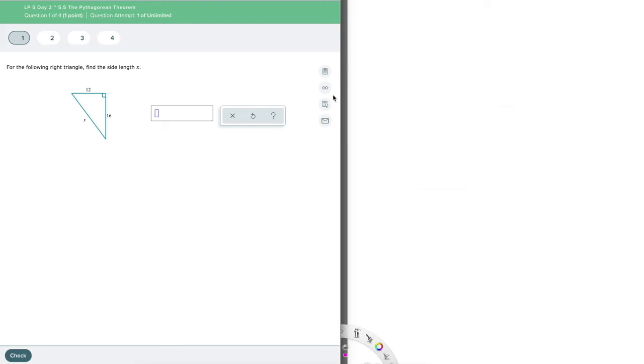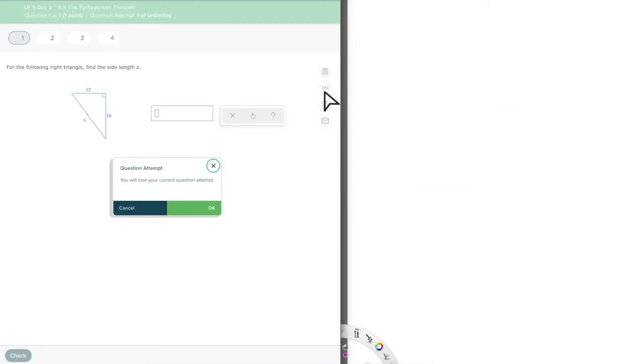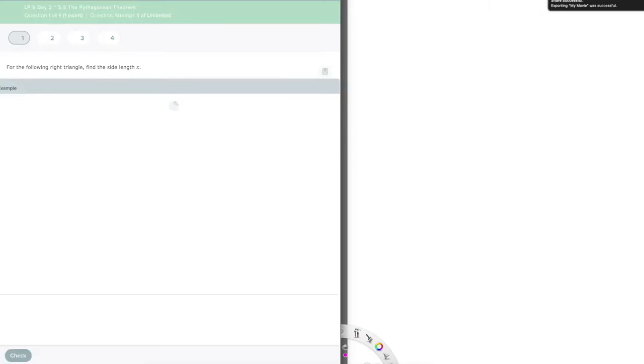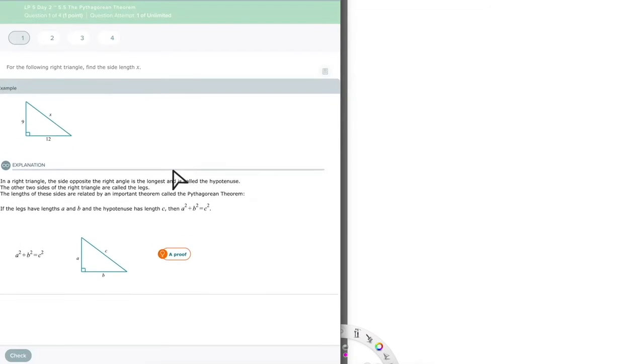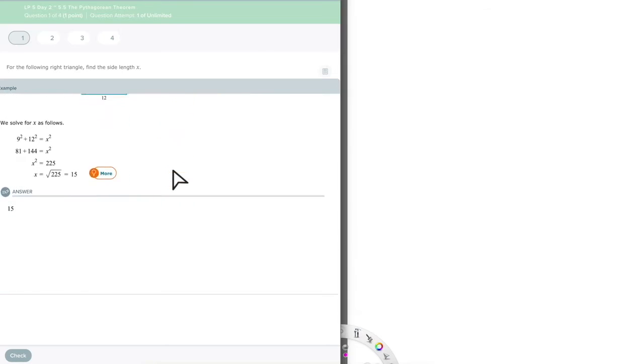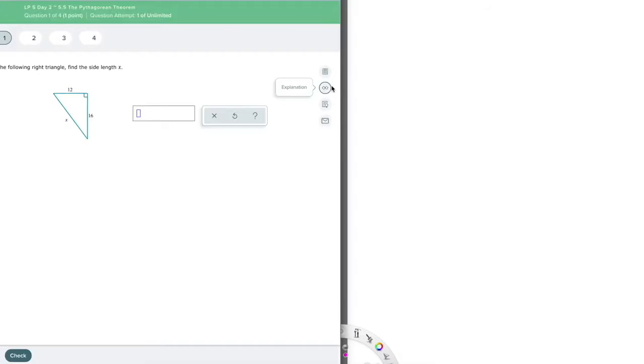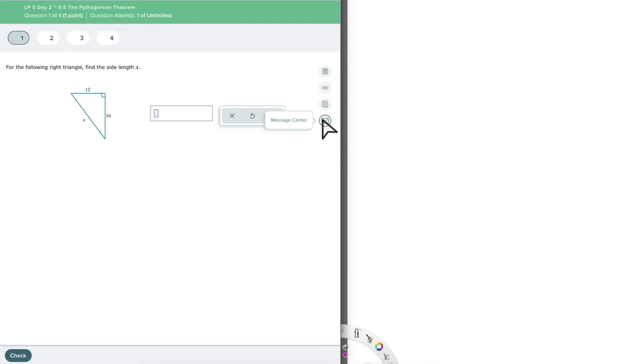On the side here, we do have a calculator. That's not always available, but sometimes it's there. Explanation will tell you you're going to lose your question attempt because it's literally going to explain this question. It's going to give you the solution to this question. So it's not going to tell you the answer unless you come type it in. Then we have example. This will show you exactly what it is we're going to be working on here. So Pythagorean Theorem, we'll go over that in just a second. And hopefully it doesn't look brand new. I think we've learned it before 8th grade at this point. And then message center, so you can message your teacher directly from the screen. It'll attach a picture so that your teacher knows where to come help you.